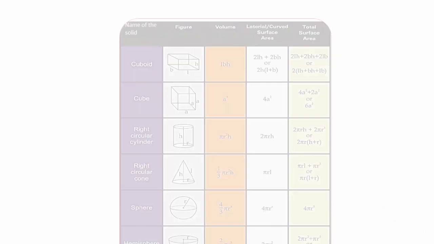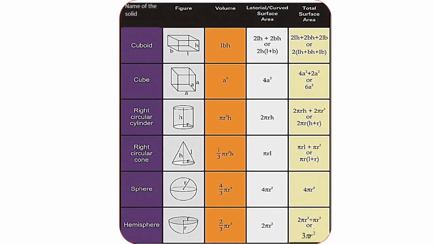Before starting the session, let's recall the formulae from the chapter Surface Area and Volume. The first shape is cuboid. Length is represented by the letter L, breadth by B, and height by H. Then the volume is L into B into H. Lateral surface area is 2H into (L plus B), and the total surface area is 2 into (LH plus BH plus LB).